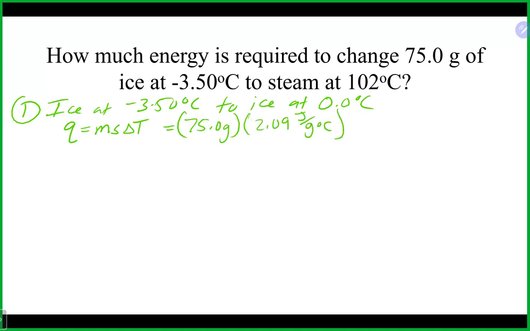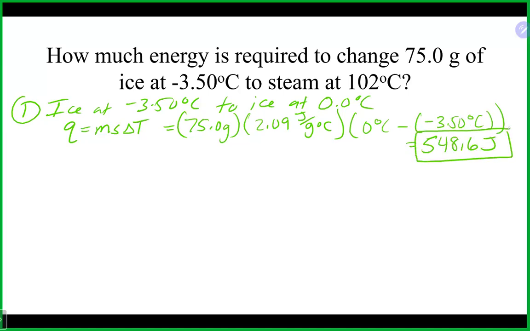Remember that when we are changing it, as talked about previously, we always want to go final minus initial. So in this case, this is going to be 0 degrees Celsius minus our initial, which was negative 3.5 degrees Celsius. And we're going to end up with here for our very first step, 75 times 2.09 times basically 3.5. And that's going to end up with 548.6 joules of energy.